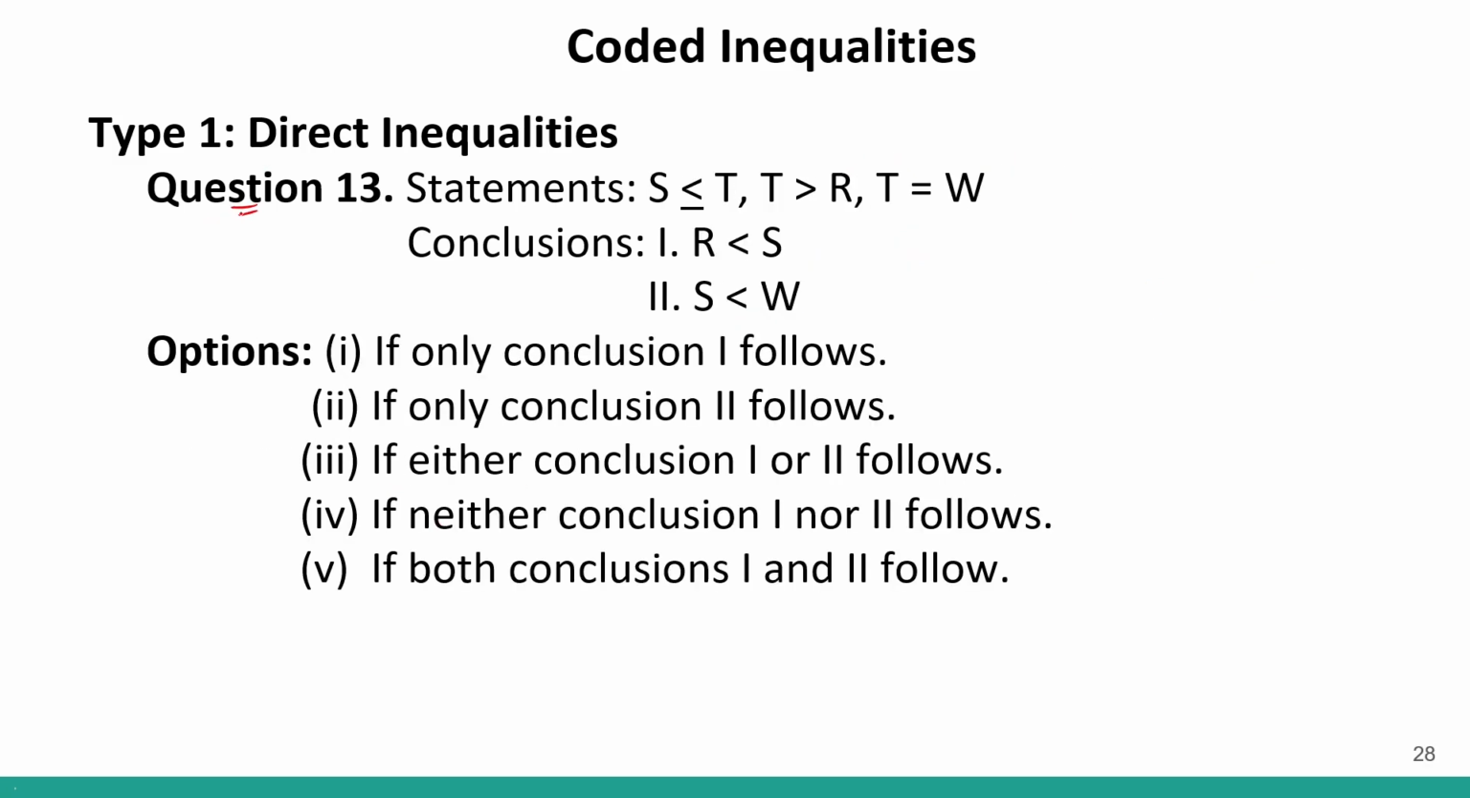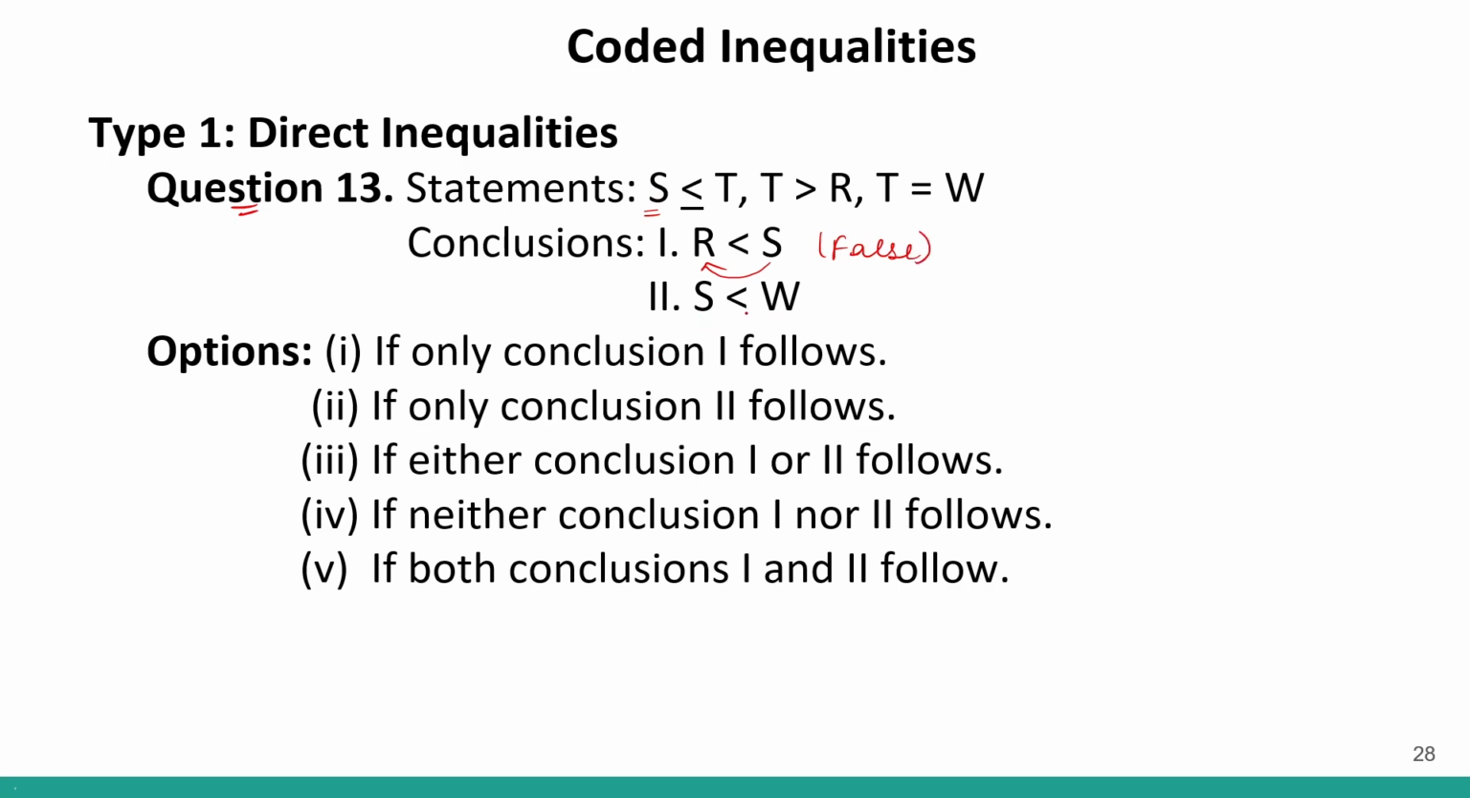Coming to question number 13. Question number 13, statements are given to us and conclusions are given to us. So first conclusion says that S is greater than R. So we will move from S to R. Correct? Over here I see S, but in front of S we have a smaller door. So can we proceed further? No. Therefore this will be false.